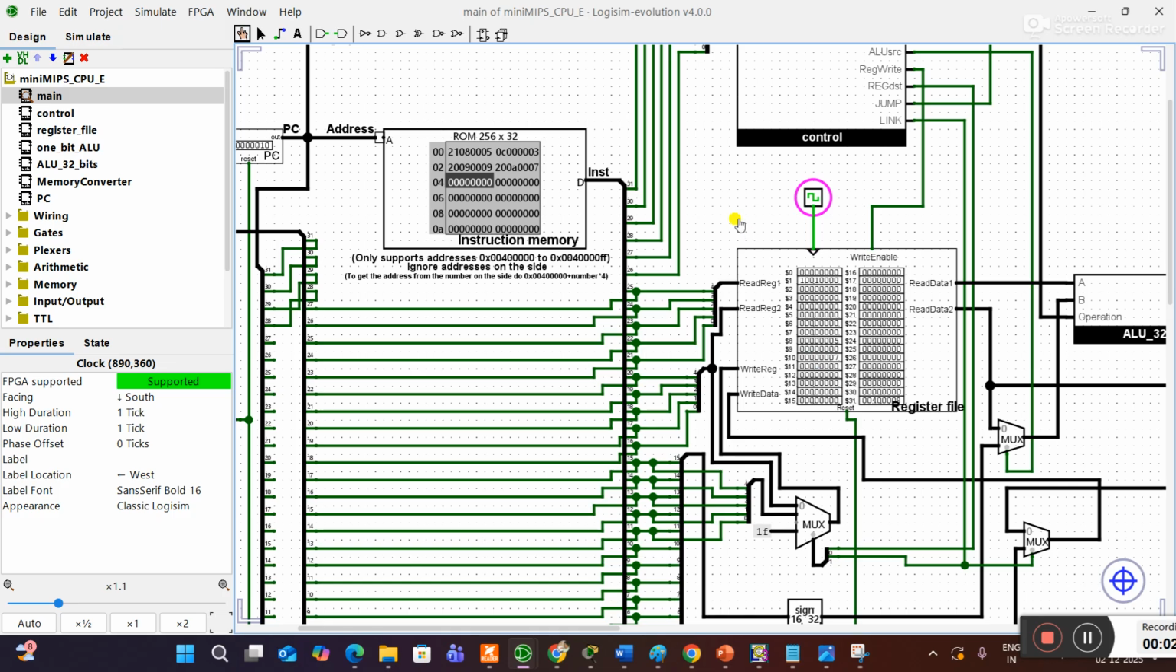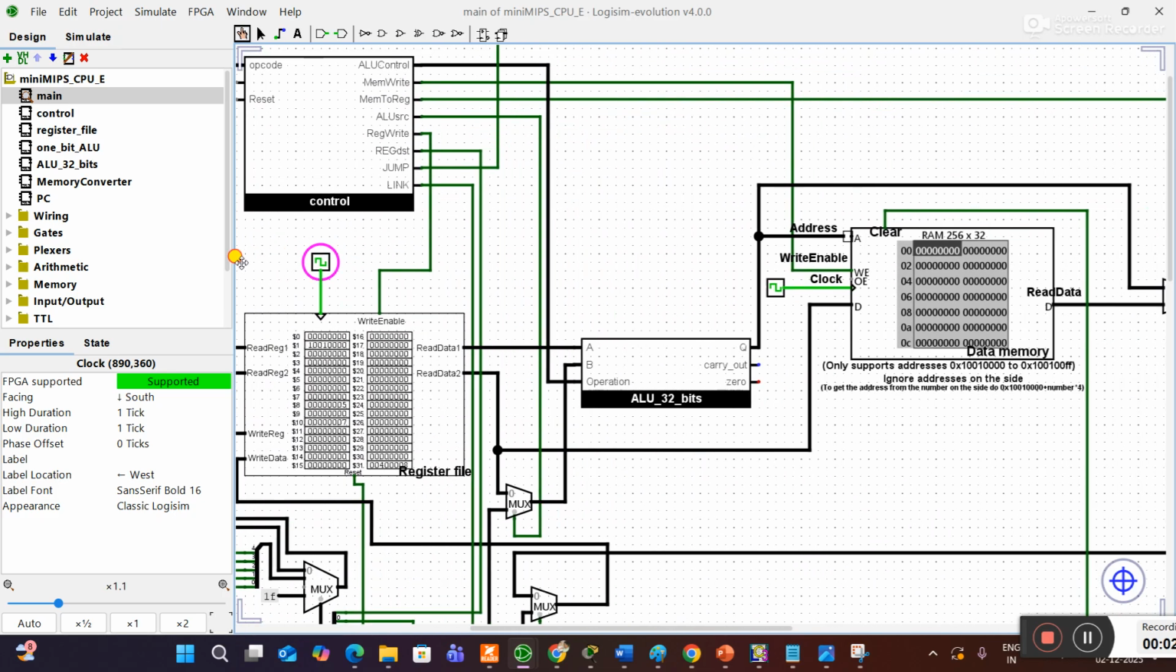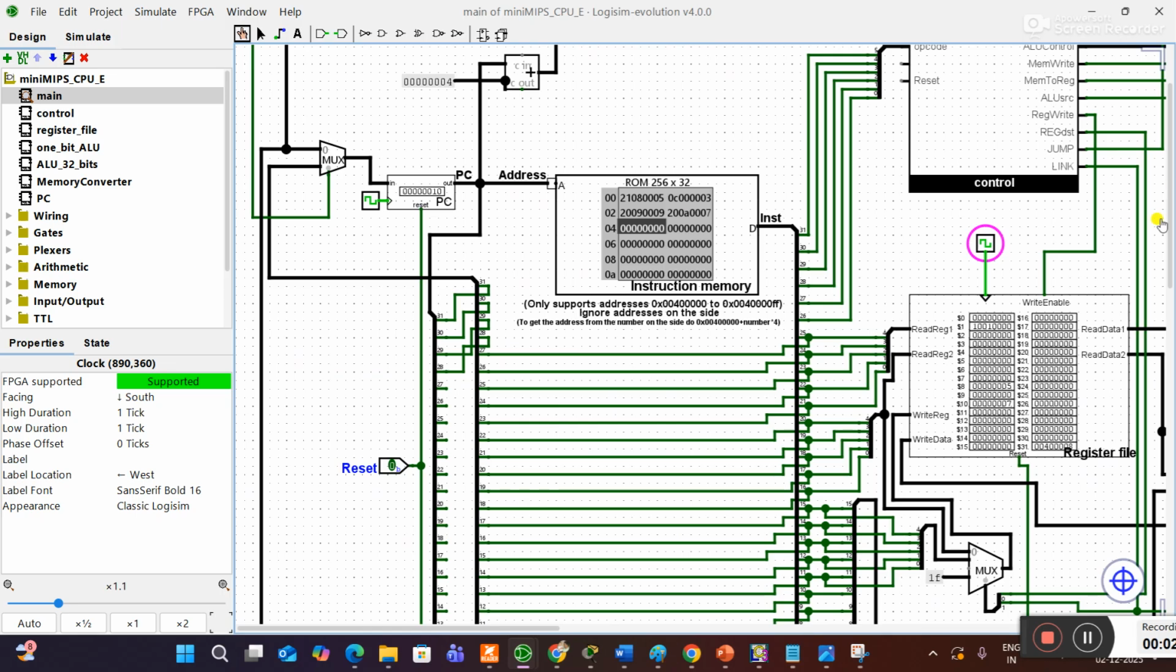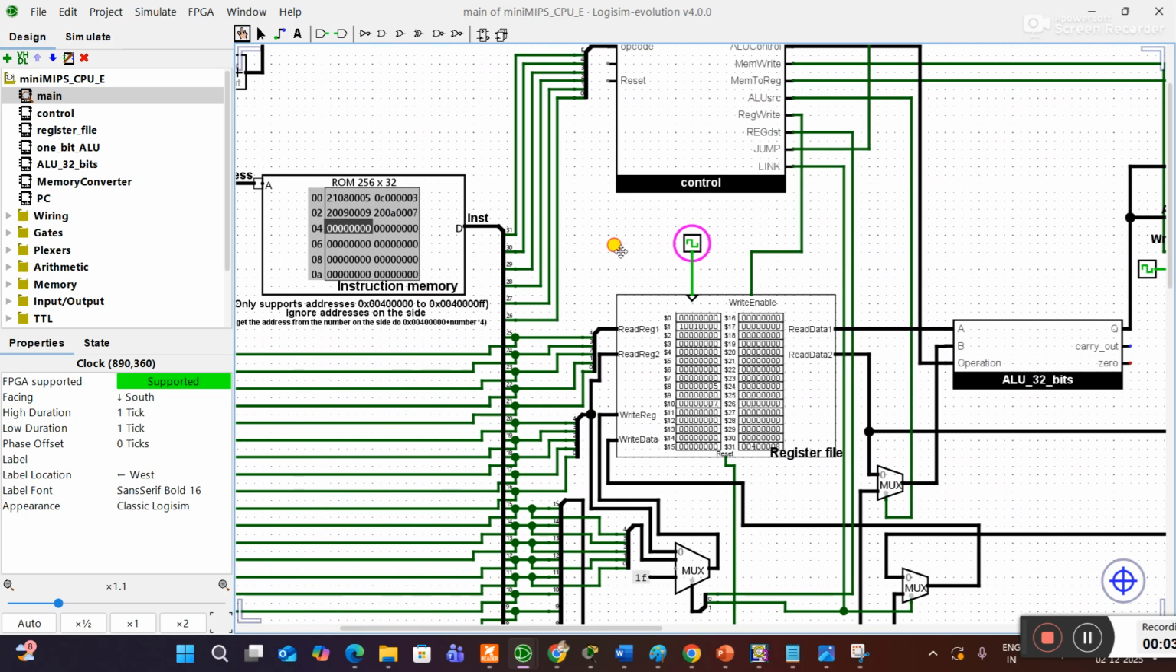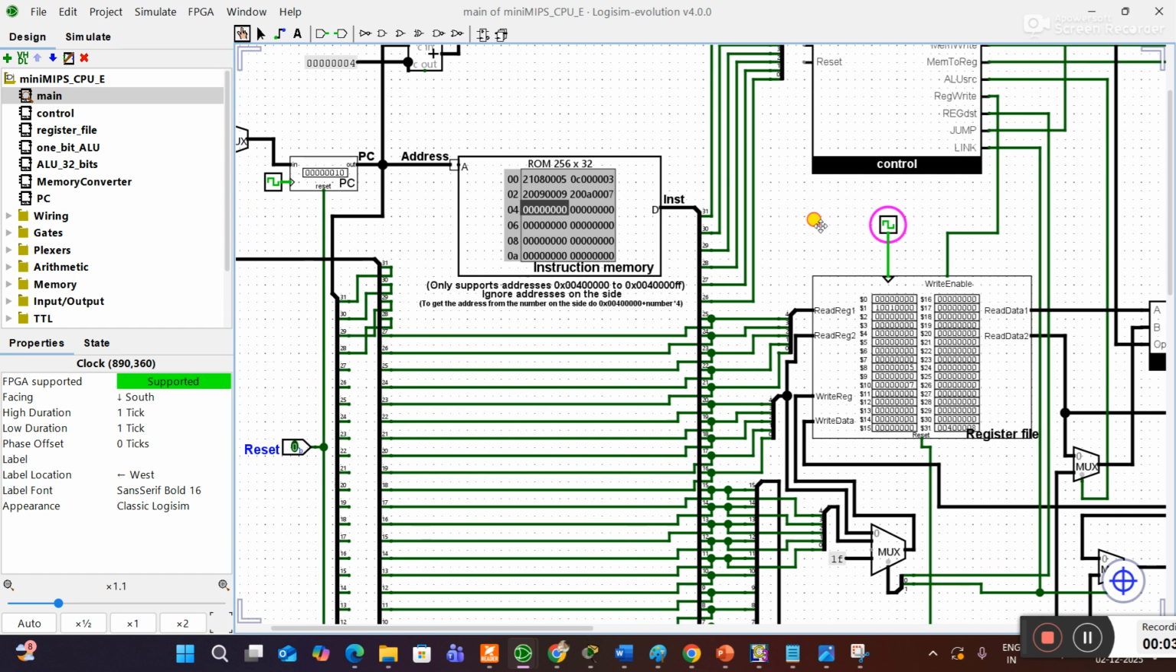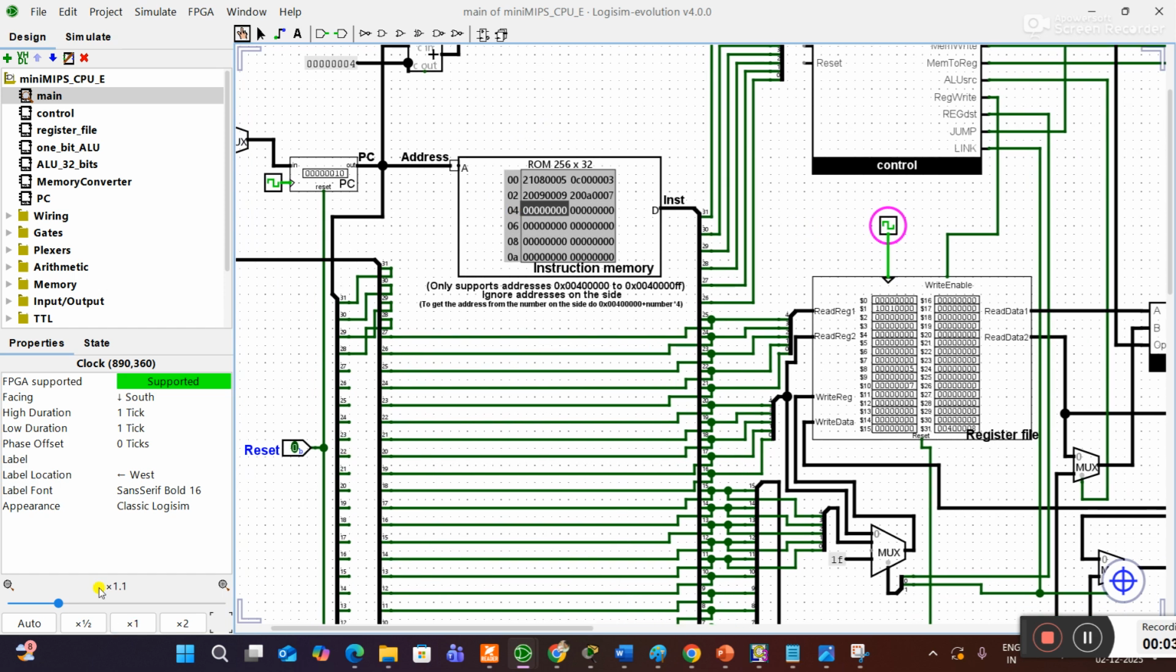7 came here. So all the control signals are done, including memory. A small memory is also there, 256 KB. So this is the mini MIPS designed, working properly.